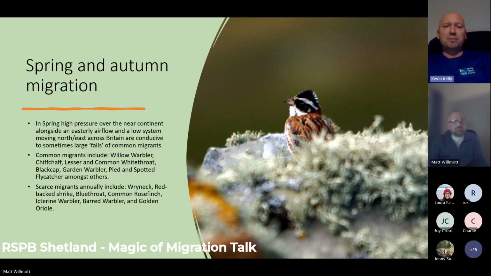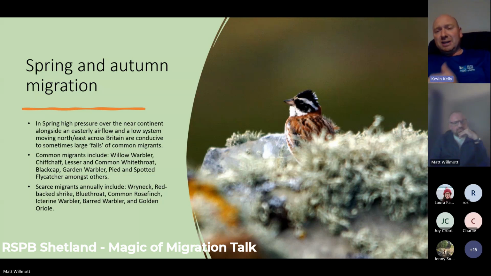That's big numbers of arrivals of common migrants. And some of those species you'll all be familiar with. So things like chiffchaff can arrive in vast numbers, willow warbler, lesser and common whitethroat, blackcaps, garden warblers, and pied and spotted flycatchers, amongst many other common species of migrants as well.